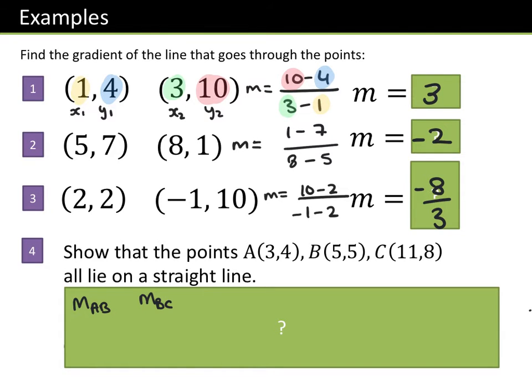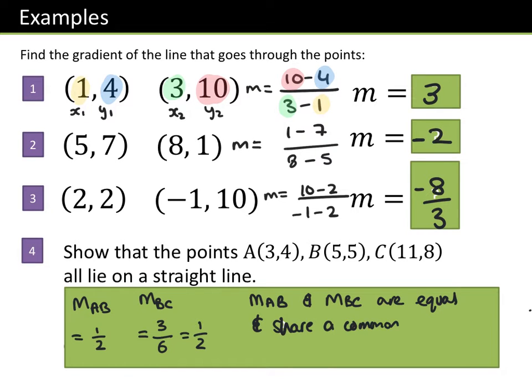Okay, so the gradient of AB is going to be 1 over 2, because we're going to get 5 minus 4 over 5 minus 3. And then the gradient of BC is going to be 8 minus 5, which is 3, and 11 minus 5, which is 6, which equals a half, okay? So the gradient of AB and the gradient of BC are equal and share a common point B, therefore all lie on a straight line, okay?